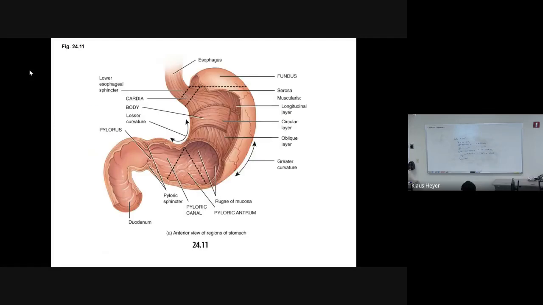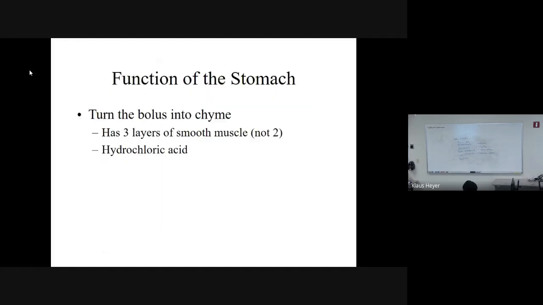This might be, I don't know if that's a new slide, but anyway, we were on the stomach, so that is the function of the stomach. And so I believe this is new. So the bolus is the thing that we eat, like the chewed up food. And then once in the stomach, we turn it into chyme. And so the question here is, what's the function of the stomach? That's pretty much the function, to turn the bolus into chyme. How is it able to do that?